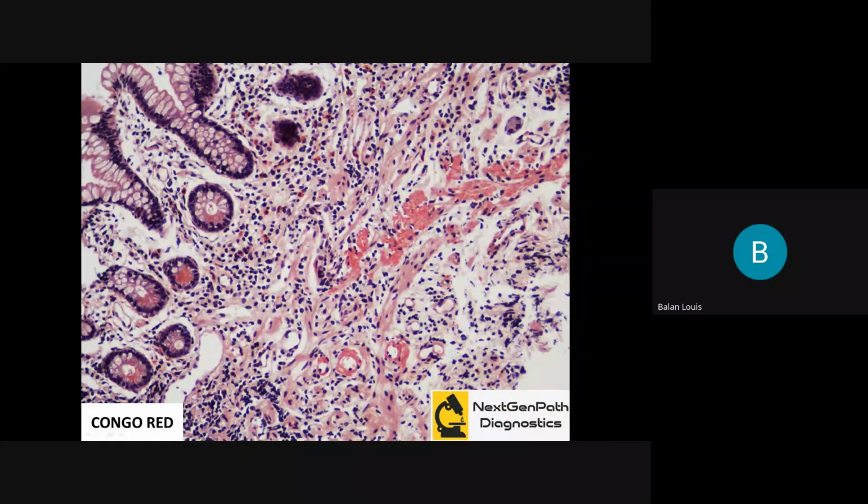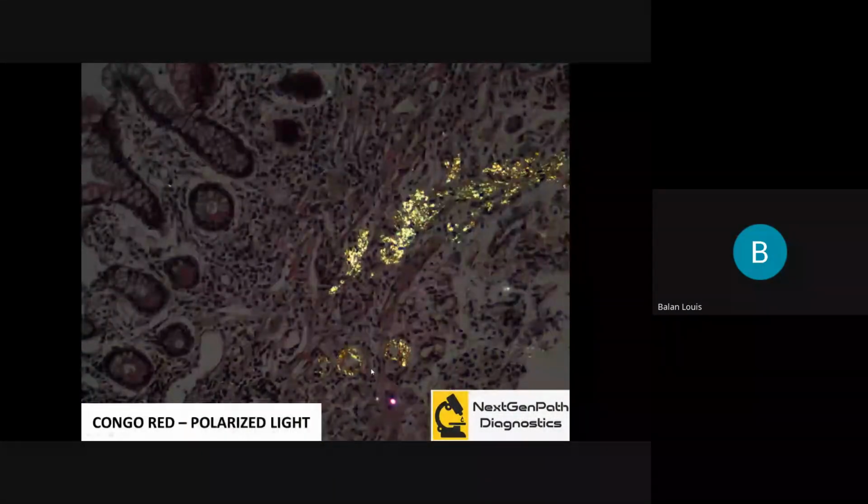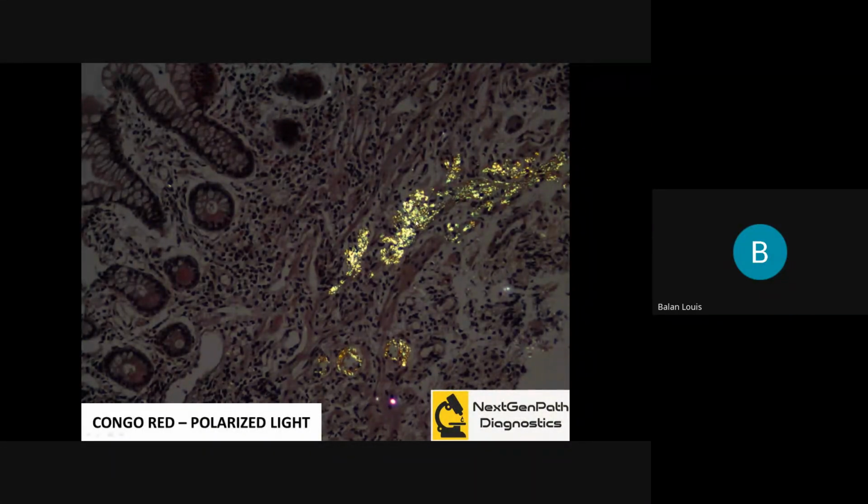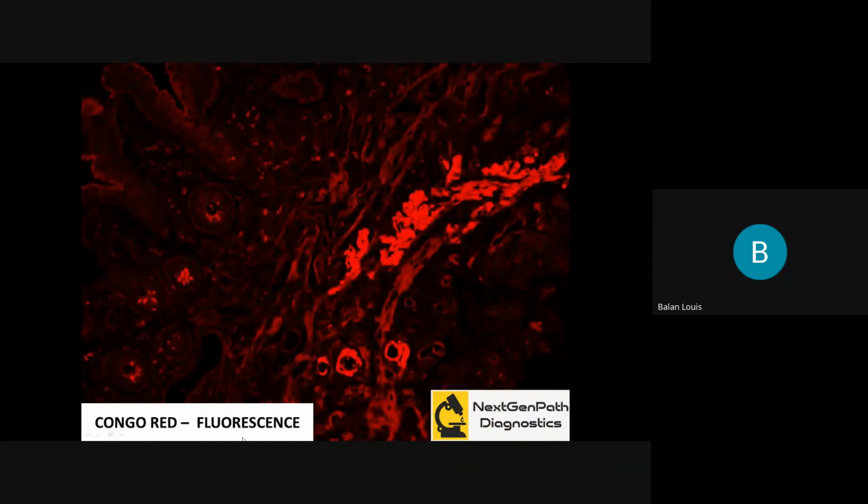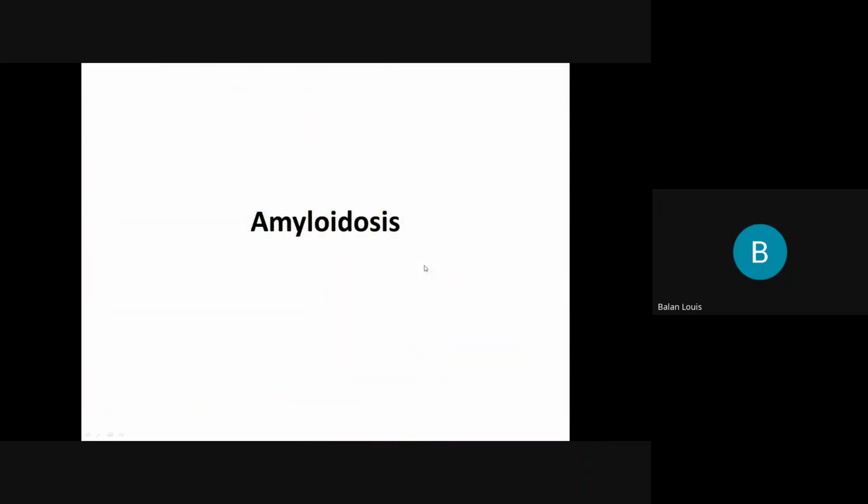But you did a Congo red stain. Congo red showed this acellular material, which is congophilic, also present on the vessel walls. The same Congo red stain, when you visualize under polarized light, will give apple green birefringence. When you visualize under fluorescent light, it will appear red, typical of amyloidosis. So amyloidosis again can easily be missed on a biopsy.